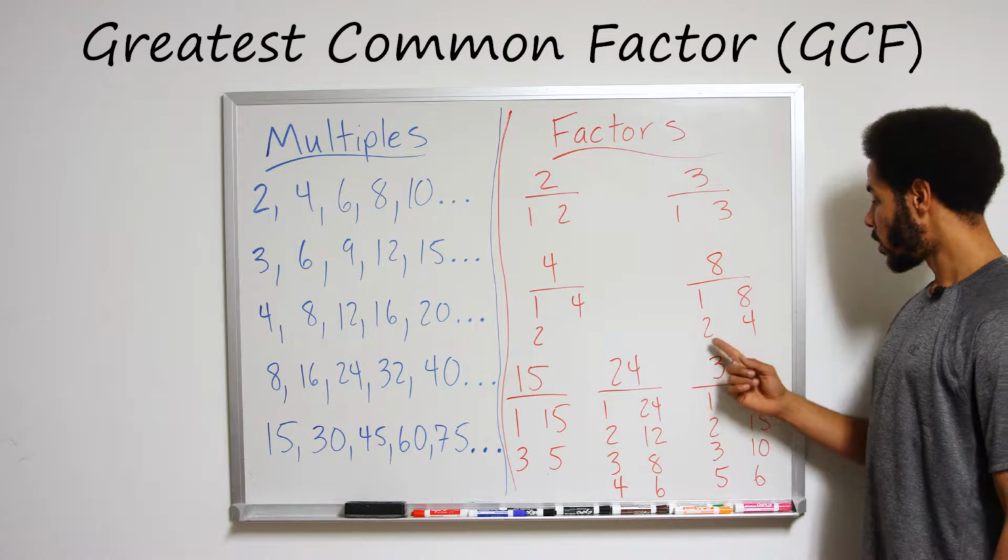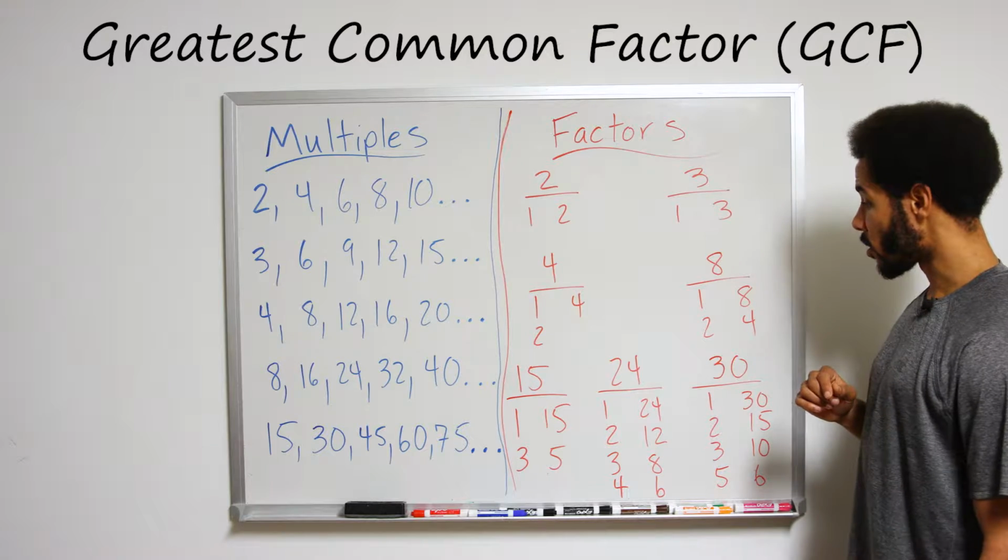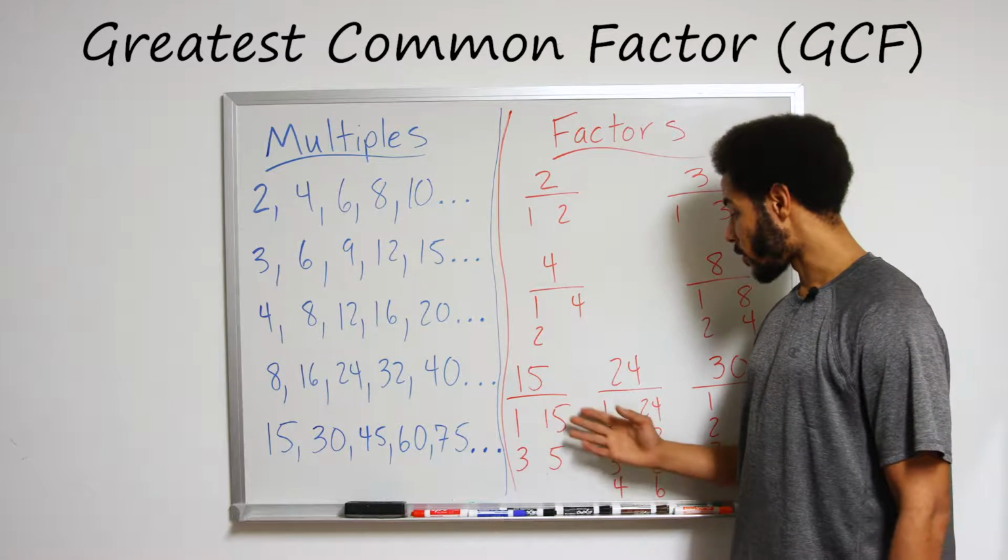Here we have 1 and 8, 2 and 4. 3 doesn't go into 8 evenly. 4 does, but it's already here. We're done. Here you see all the factors of 15.